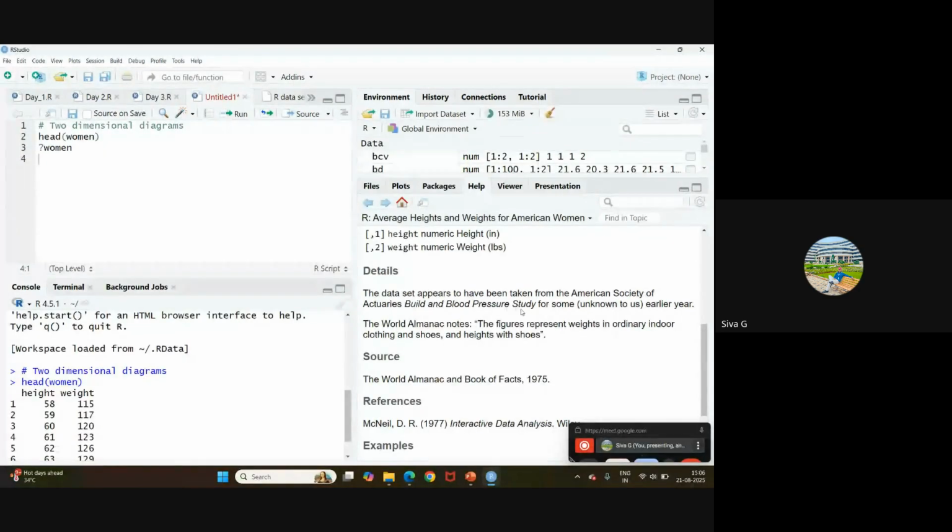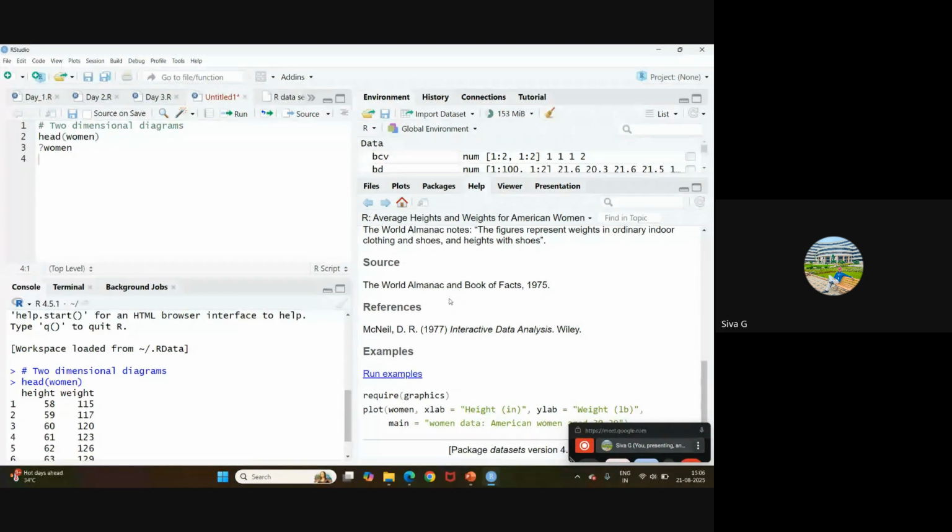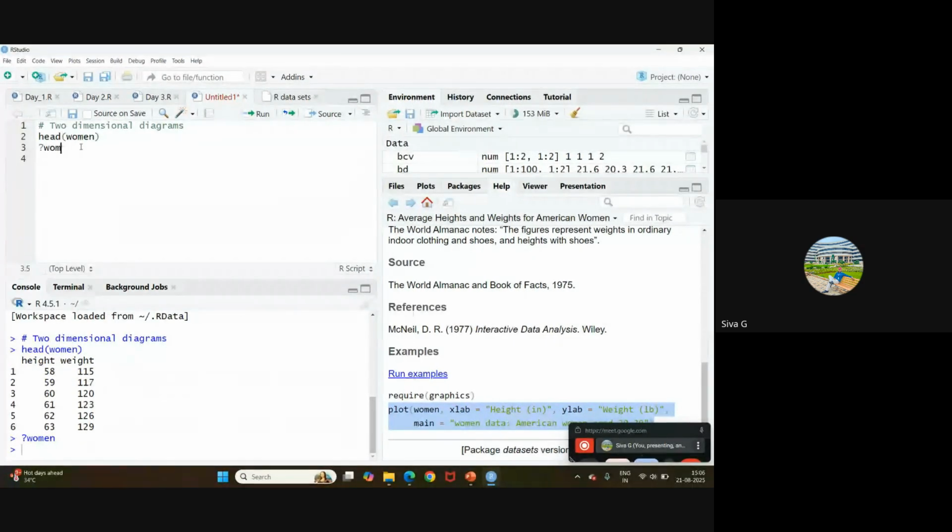And then the details are given. Actuaries build and blood pressure study. The source is the Society of Actuaries. Okay, no issues. This is already they have taken, right? See, they have performed this scatter diagram already, right? You will easily understand from here. Okay, I will go with mtcars. Then that is fine.